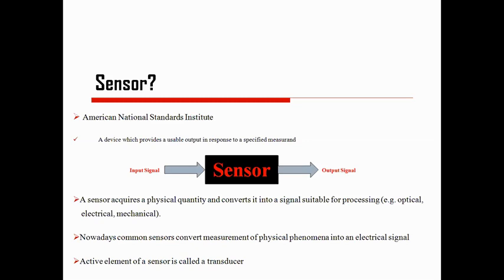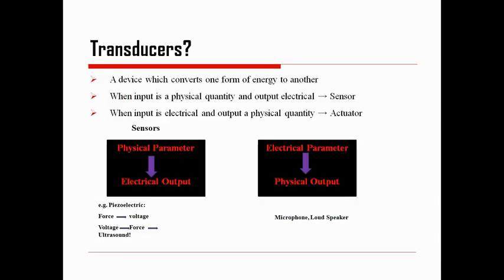For example, it may be in terms of optical, it may be in terms of electrical, it may be in terms of mechanical. That may be any physical quantity, but it will be in these 3 forms. That may be pressure, it may be temperature, it may be vibrations, anything, etc. That we will see in the days to come. Nowadays, a common sensor converts measurement of a physical phenomenon into an electrical signal, and the active element of a sensor is called a transducer. Now, what is active and what is passive, that we will see in detail in transducers.